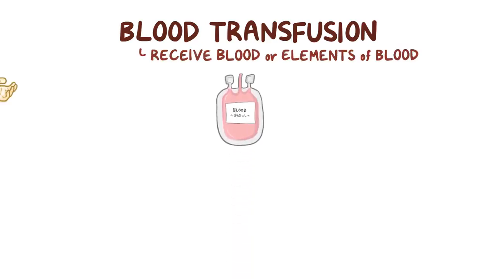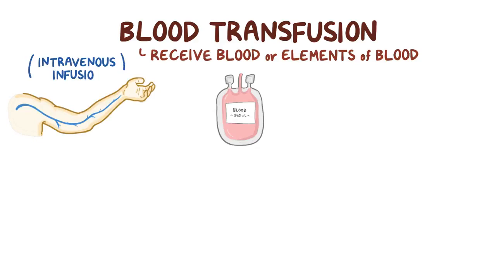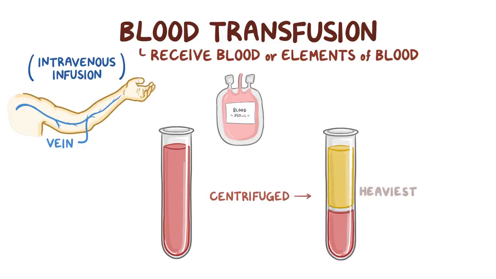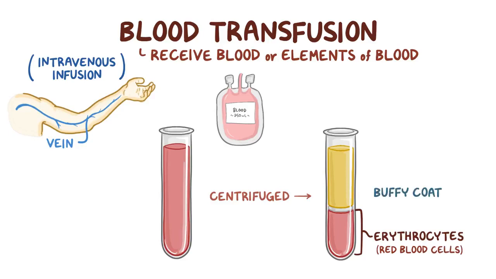A blood transfusion is the procedure where a person receives blood or elements of blood, usually through an intravenous infusion, meaning through a vein. Now, if you take blood and spin it in a centrifuge, the heaviest blood components move to the bottom and the lightest ones move to the top. Overall, three distinct layers form: the erythrocytes or red blood cells at the bottom, the buffy coat, which contains platelets and immune cells in the middle, and plasma at the top.